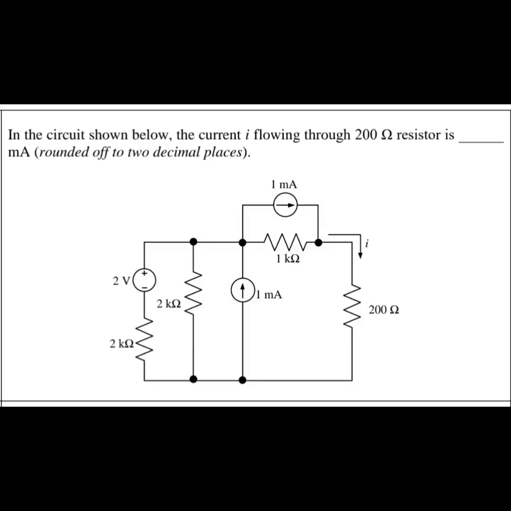This question was asked in GATE 2023, where we need to find the current flowing through the 200 ohm resistor, and we can see that there are 3 independent sources: 2 are current sources and 1 is a voltage source. If we want to do superposition, what do we need to do? We have to activate only one source at a time and deactivate the others.